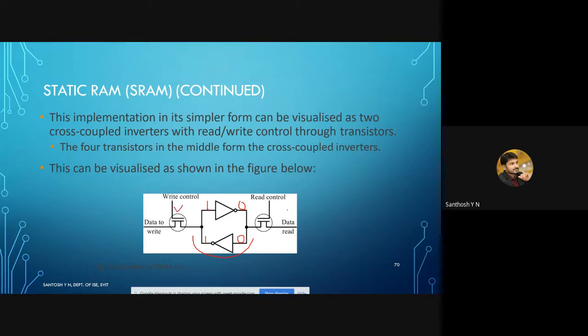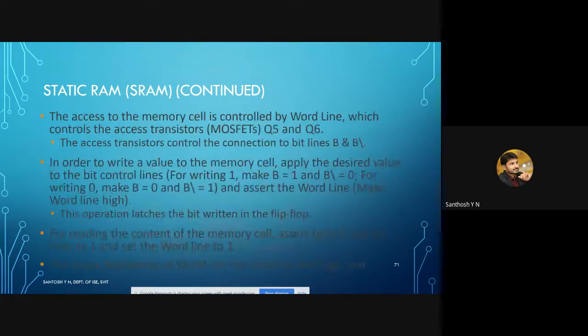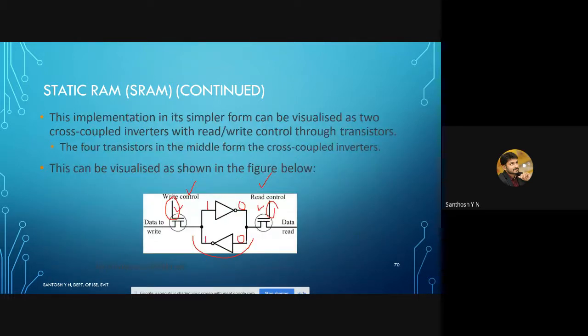And again, these two transistors are used for controlling purpose, and the gate of this transistor is used for write control, and the gate of this transistor is used for read control. Okay. So the access to the memory cell is controlled by the word line, which controls the access transistors, that is Q5 and Q6. The access transistors control the connection to the bit lines B and B bar. So what they are telling in this particular point is the access to the memory cell is controlled by what? Word line.